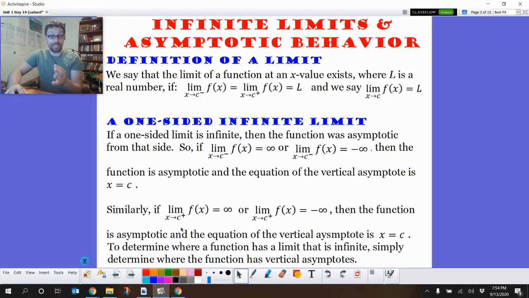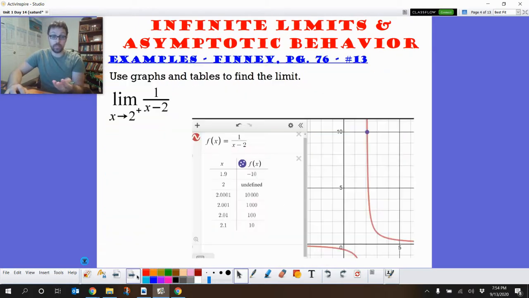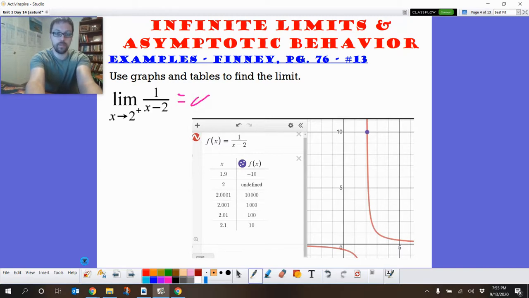What that value is, that C value inside of our limit, that is where our vertical asymptote is going to be. So if we take a look at this graph, we've got a vertical asymptote here at 2. So this limit, as x is approaching 2 from the right, is just shooting straight up. Look at this number. Look at how big this number gets as it gets closer and closer to 2 from the right. It just gets huge. So this thing is heading towards infinity. It's getting huge.